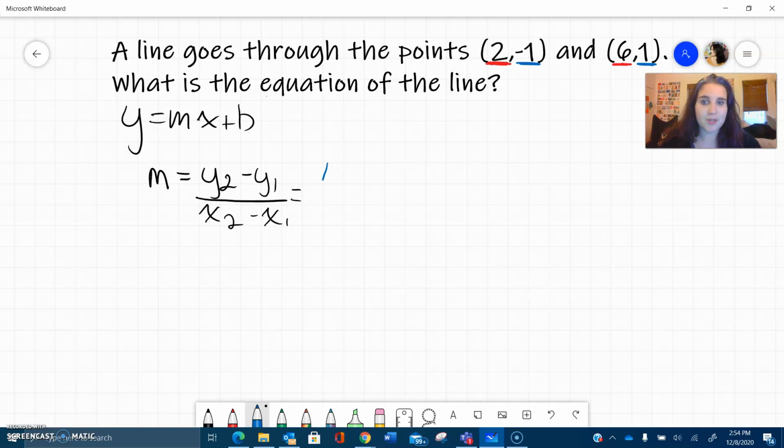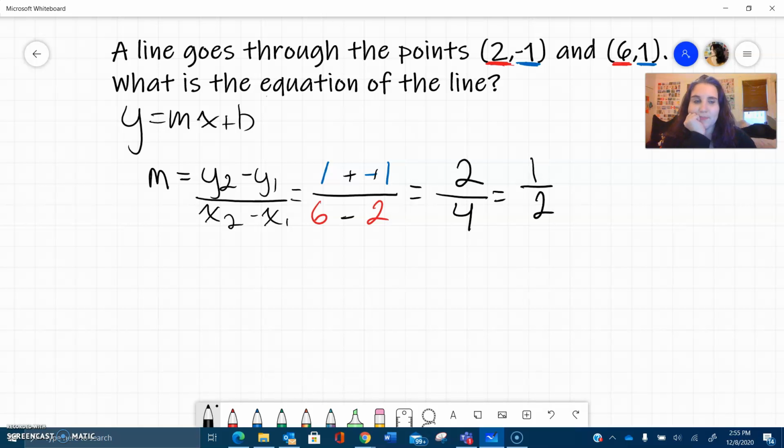So my y values are 1 and -1. y2 is 1, y1 is -1. Then I need to find the change in my x values. So my second x value is 6, and the first x value is 2. And to find the change, we subtract them and put it in a fraction. 1 minus -1 is 2, because these change to positive. 6 minus 2 is 4. And 2 over 4 simplifies to 1/2. So now I have my slope.